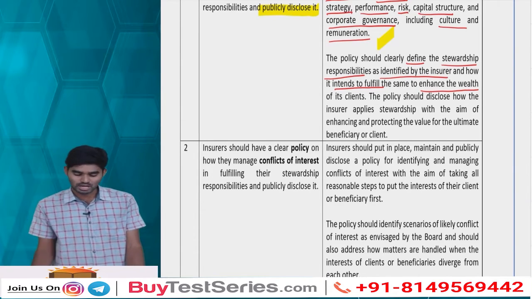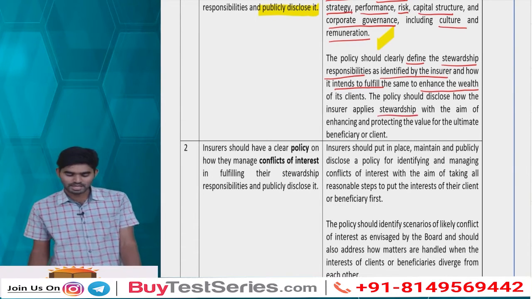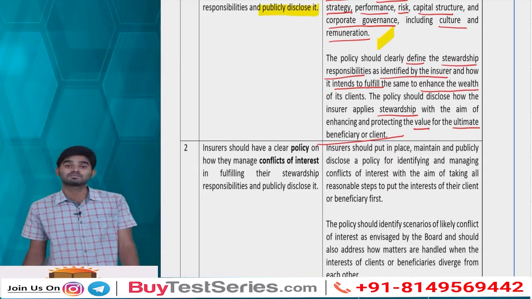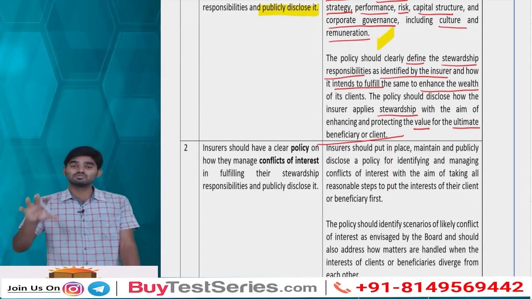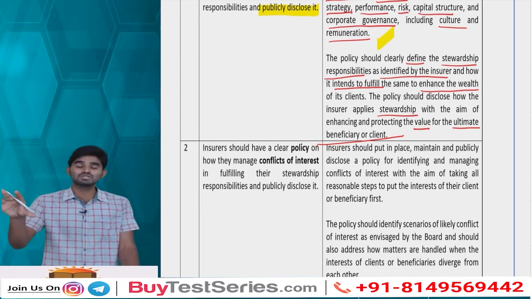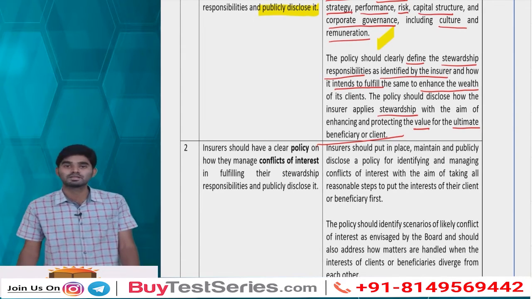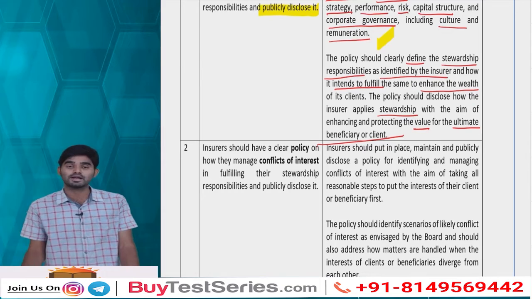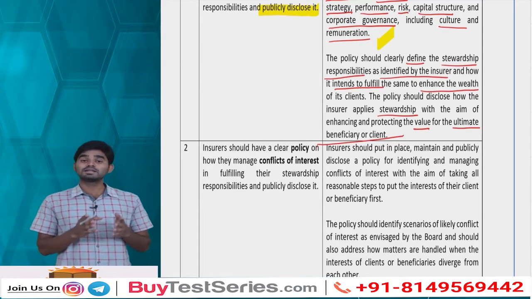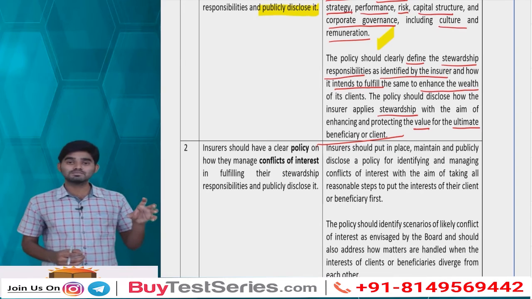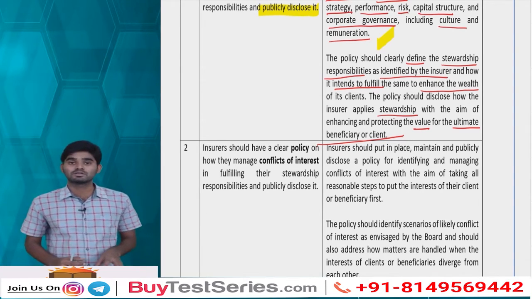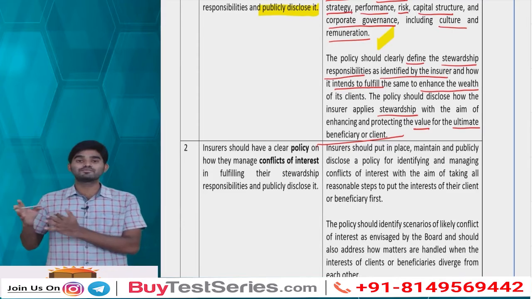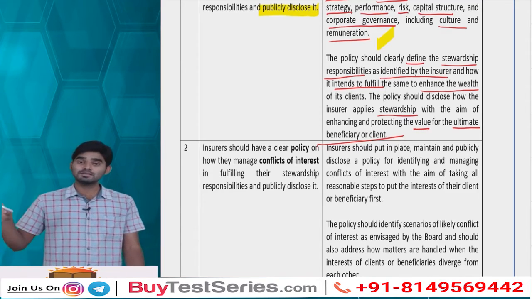The policy should also disclose how the insurer applies the stewardship with the aim of enhancing and protecting the value for the ultimate beneficiary or the client. Sir, you please provide in your policy what the different mechanisms or policies are that insurance companies will take into consideration for creation of value for your beneficiaries by exercising the stewardship code. I repeat, sir, you being an insurer here, what are the different mechanisms that you are going to comply with or implement in relation to the discharge of your stewardship role, so that it will give a benefit to your respective ultimate beneficiary.